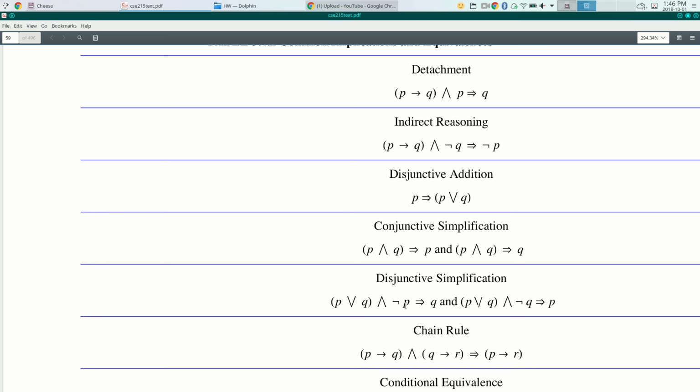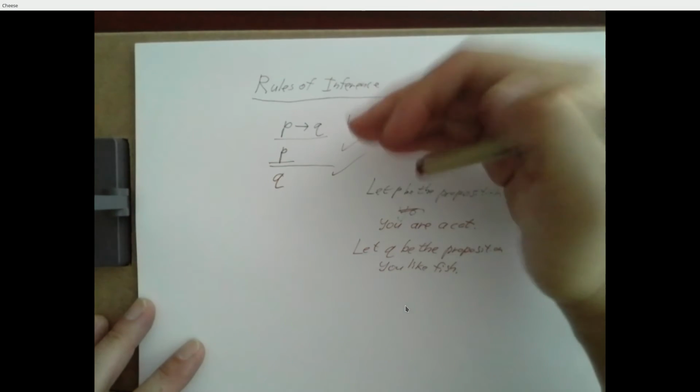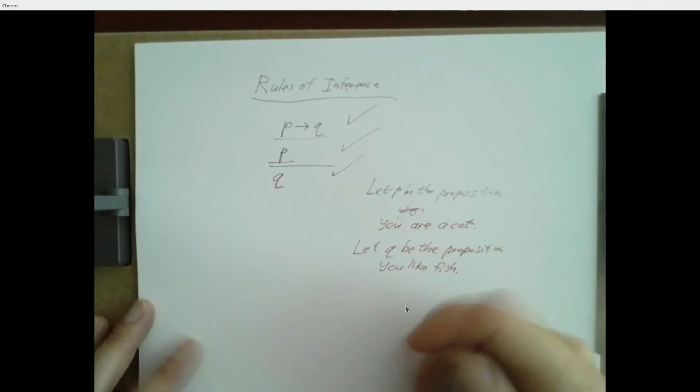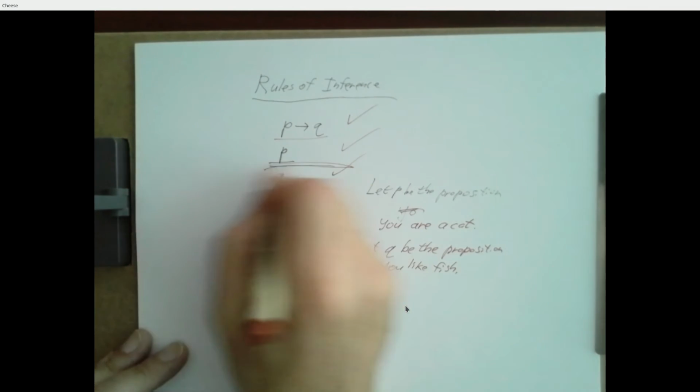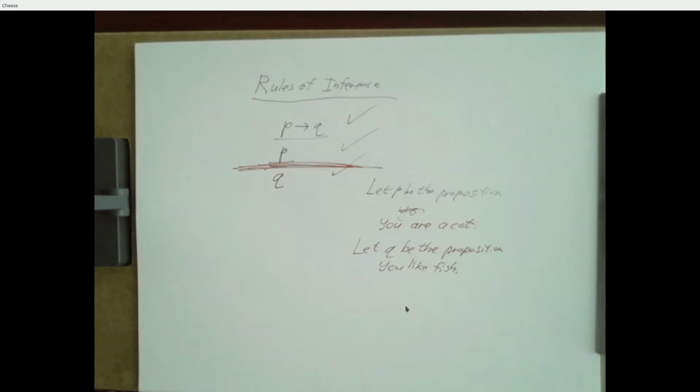And when we're doing these proofs, we usually write them in this form where we write the things that we know are true, one below the other, and then we draw a horizontal line, and then we write the conclusion that is either true or that we're trying to prove is true. All right, with me so far?